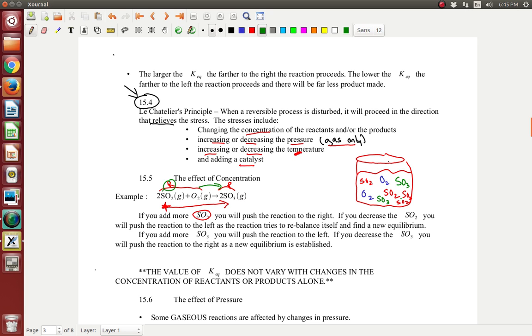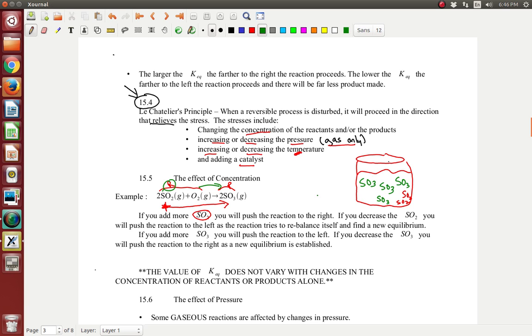That's because I have all these SO2s that are available to join up with some of the O2s. This SO2 joins up with the O2 to make more SO3. So these two would disappear, and we make more SO3. Then these two would disappear again, and we'd make more SO3.